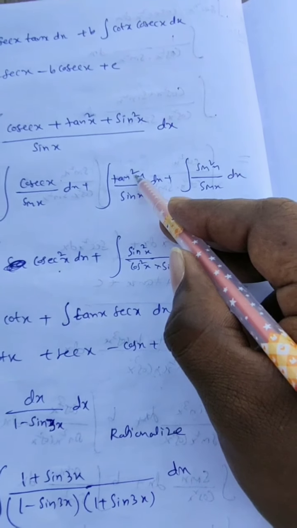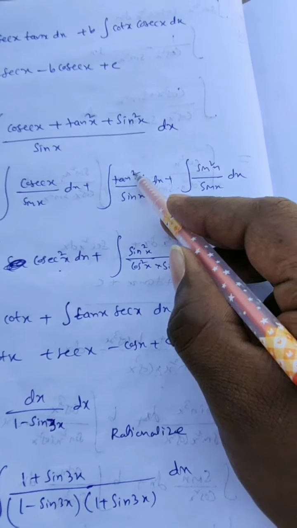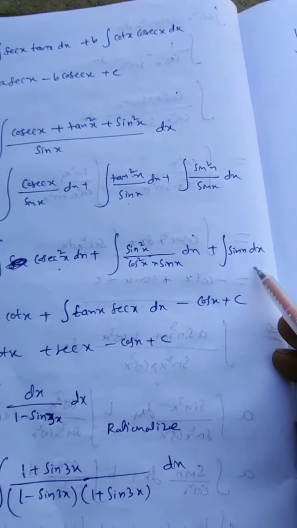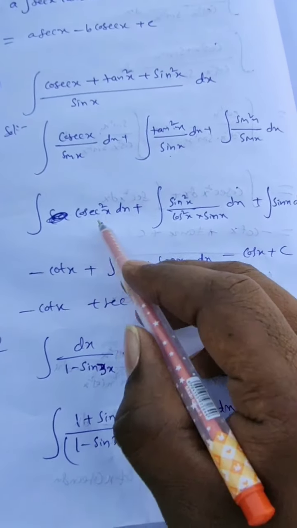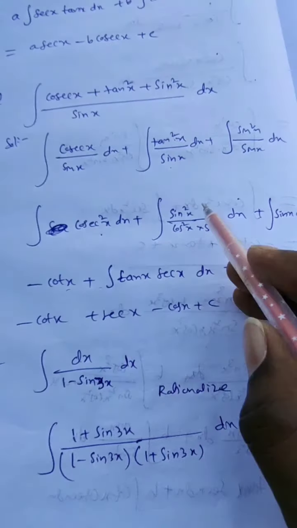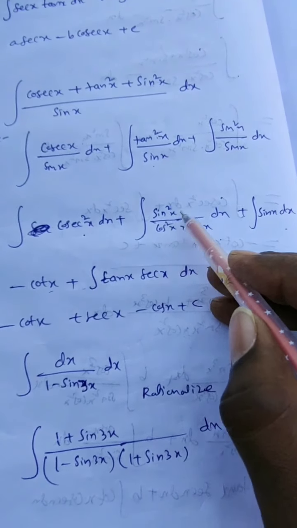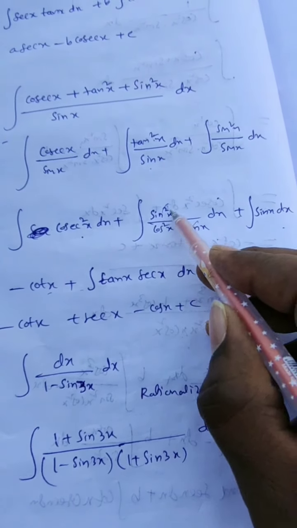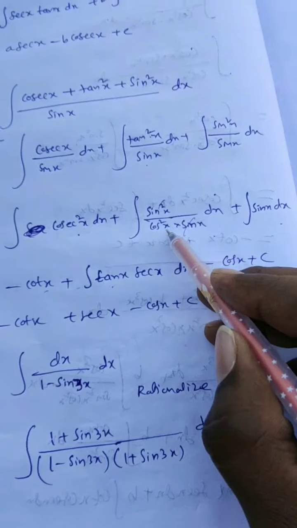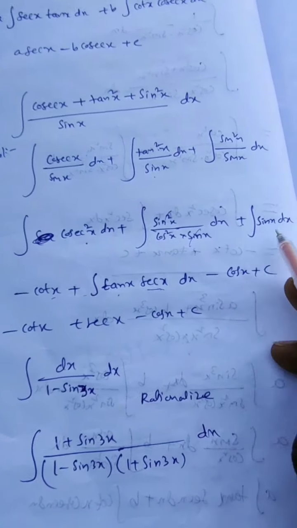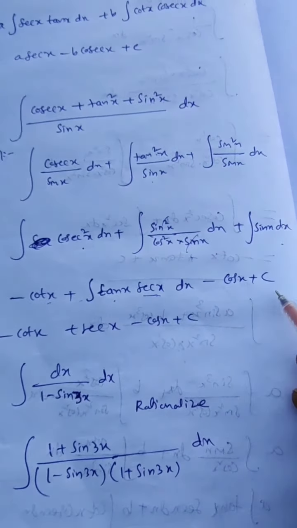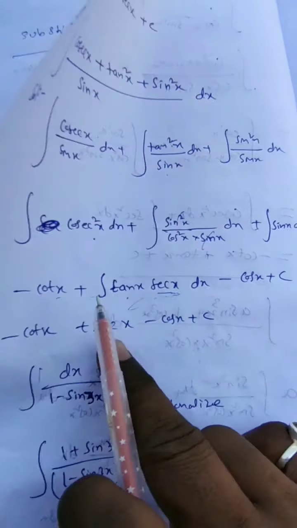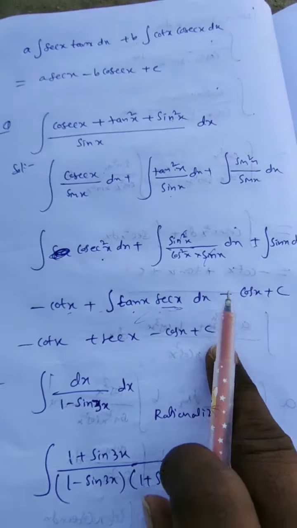And here tan²x you have. Tan²x I can write as sin²x upon cos²x into sin x, and here one sin x is cancelled. So integration of cosec²x is minus cot x, plus integration of this: sin x by cos x is tan x, and 1 by cos x can be written as sec x, and minus integration of sin x is minus cos x plus c. So you got here minus cot x, and integration of tan x sec x is sec x, and minus sec x plus c. This is done.